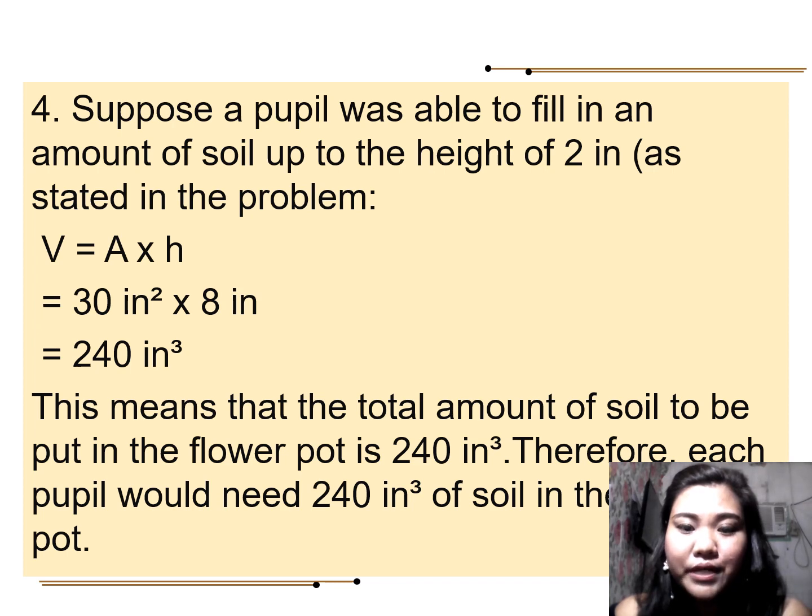Now, as stated in the problem, a pupil was able to fill in soil up to the height of 8 inches. Therefore, volume is equal to area times height, which is equal to 30 square inches multiplied by 8 inches, equal to 240 cubic inches. This means that the total amount of soil in the flower pot is 240 cubic inches. Therefore, each pupil would need 240 cubic inches of soil in that flower pot.